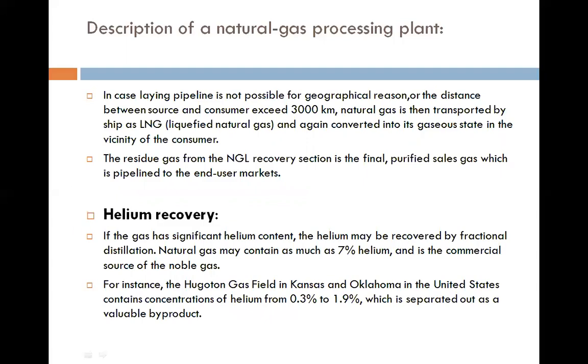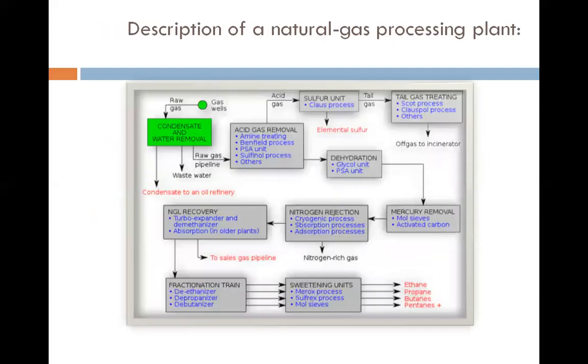Now, helium recovery is described if the gas has significant helium content. The helium may be recovered by fractional distillation, and the natural gas may contain as much as 7% helium, and it is a commercial source of the noble gas. So helium is a very important material and it should be recovered. In the Oklahoma and Kansas fields, there are helium concentrations of 0.3 to 1.9%. This is the block diagram.